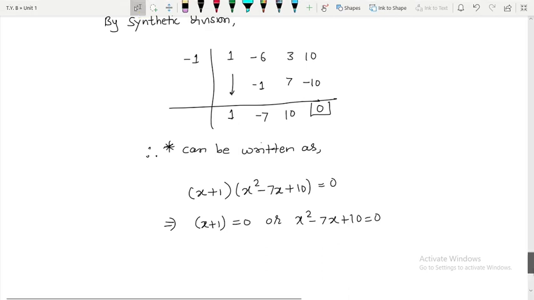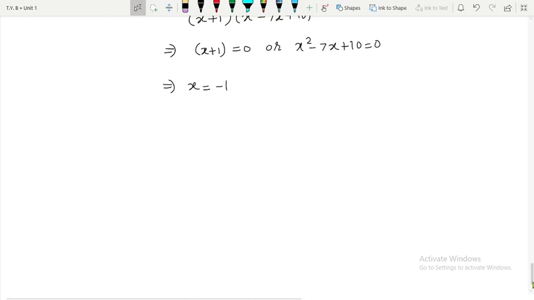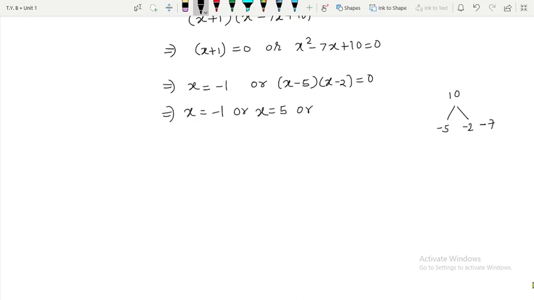So this will imply x is equal to minus 1, or what are the factors in this case? The multiplication should be 10, right? And the addition should be minus 7. So can you find such numbers? I hope minus 5 and minus 2 should work. So therefore over here you will have x minus 5 multiplied by x minus 2 is equal to 0, and this will imply x is equal to minus 1, or x is equal to 5, or x is equal to 2, and that is what we wanted to prove actually.